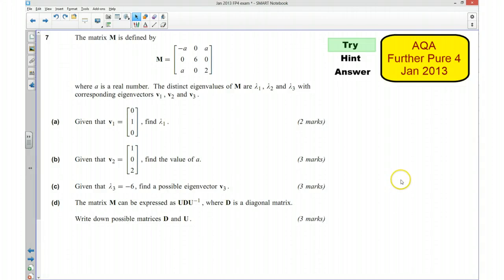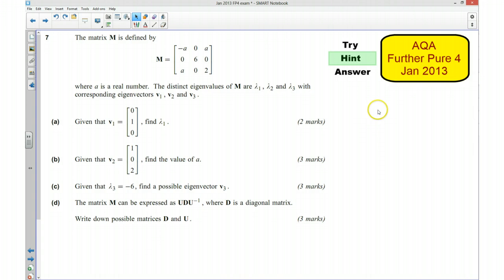Hi, this is question 7 from the AQA FP4 January 2013 exam paper. For the first part of this video, I'd like you to try the question, so if you'd like to pause the video now and have a go at this question. Okay, I'm now going to give you a hint to the question.